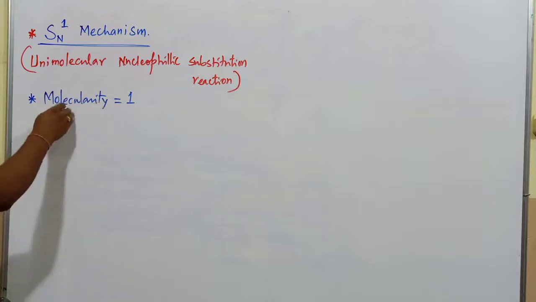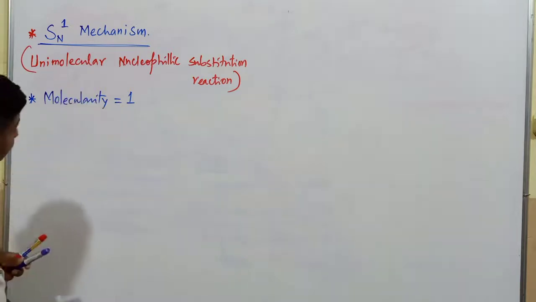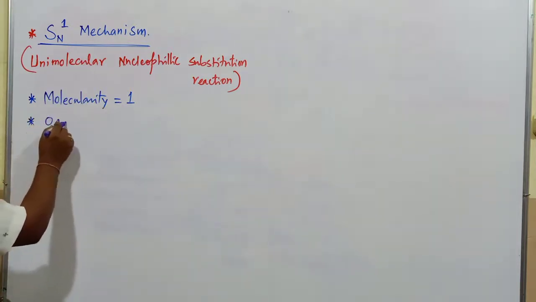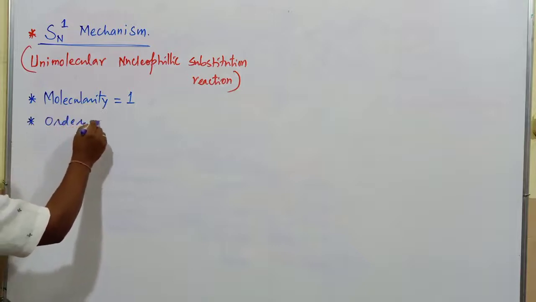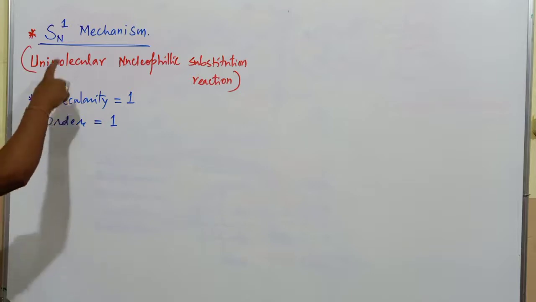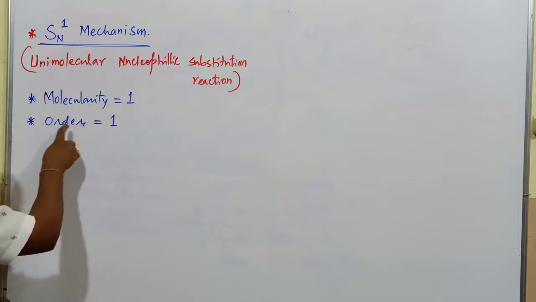More clarity about molecularity will come across in chemical kinetics. And the order of this reaction is also equal to 1. Both molecularity and order of the reaction will be studied in more detail in chemical kinetics. Now the molecularity of this reaction is equal to 1 and the order is also equal to 1.